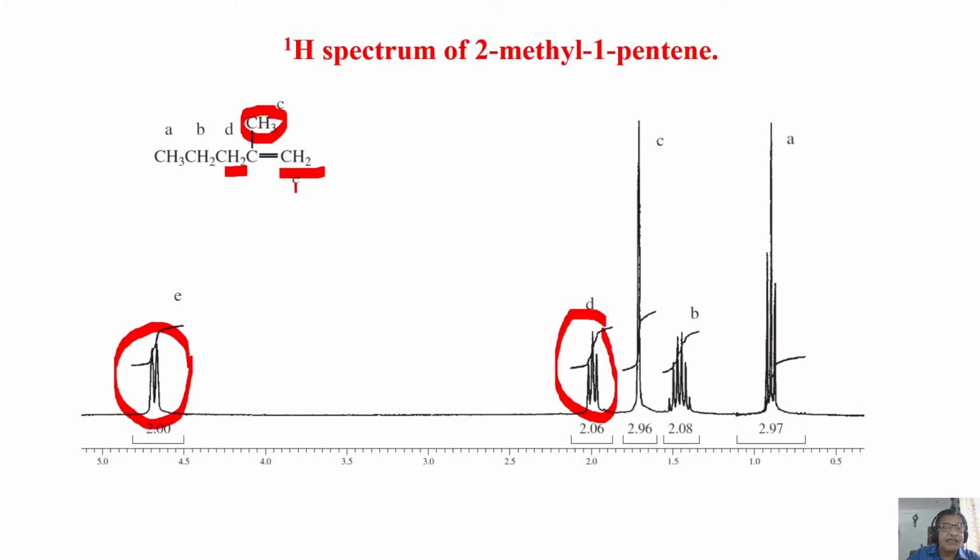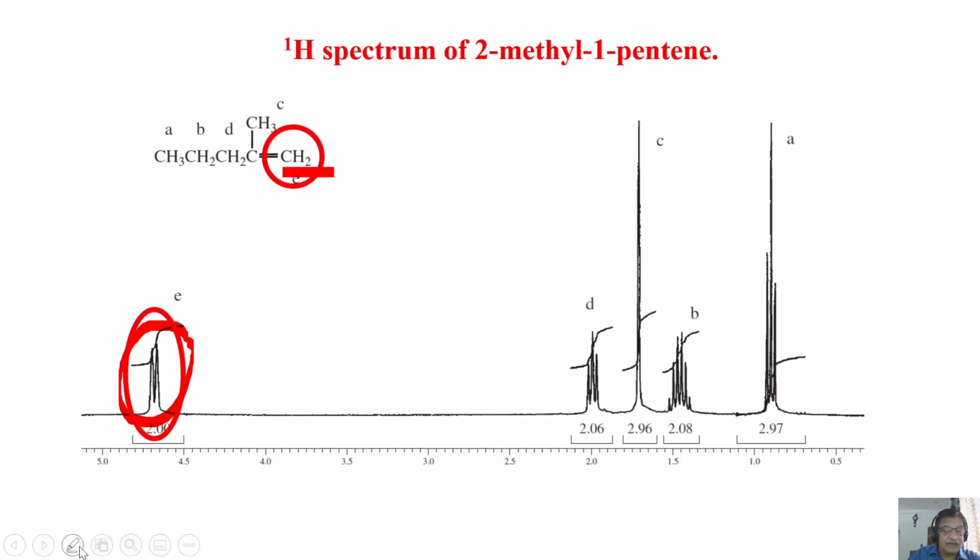Remember, these two protons are not equivalent. As a consequence, it behaves like an AB spin system. See, that's what is happening. As a consequence of that, these two protons appear as two protons coupled within itself, strongly coupled. Okay.